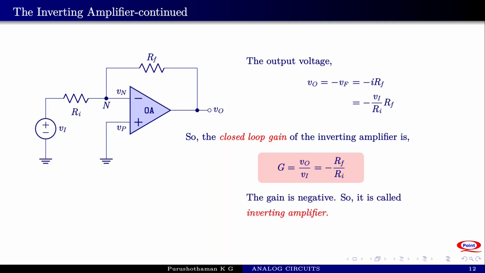There is a negative sign which indicates that the amplifier is an inverting amplifier. The input resistance is equal to Ri. Input voltage divided by input current is input resistance, and the output resistance is 0 because it is an ideal operational amplifier.